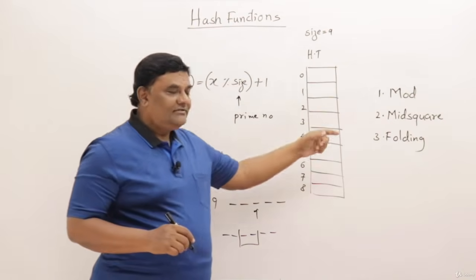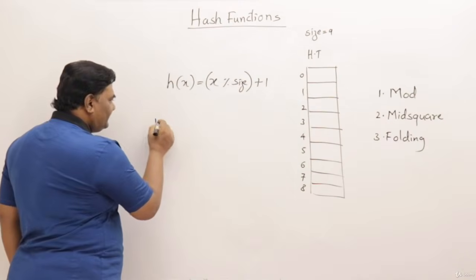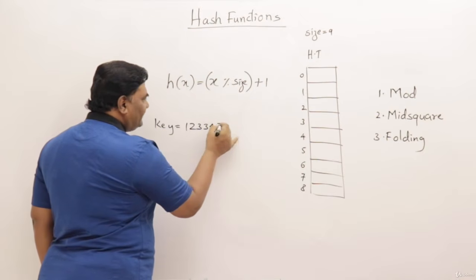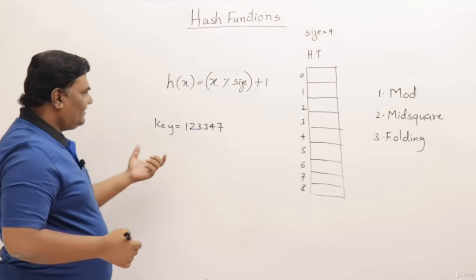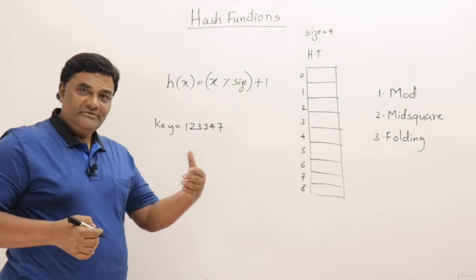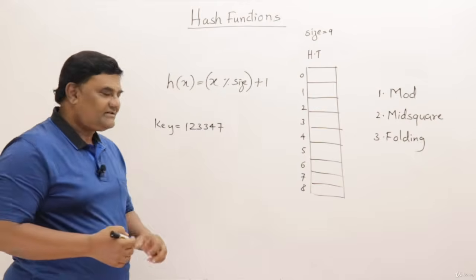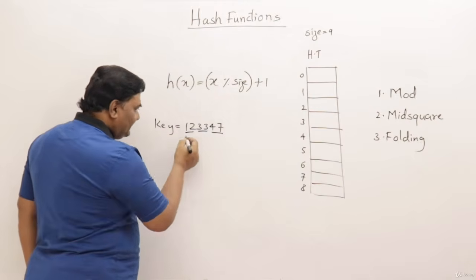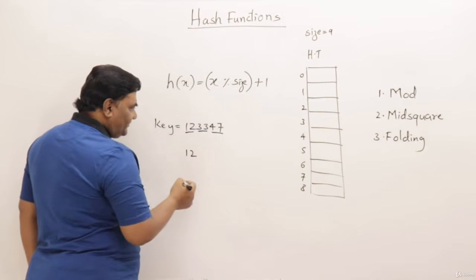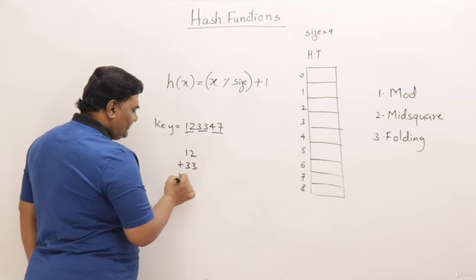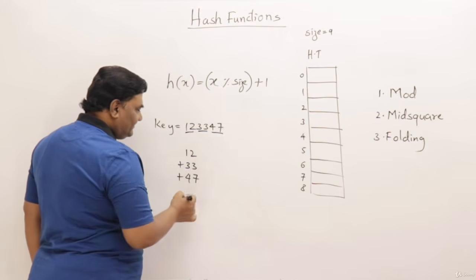Then let us look at the folding method. Suppose a key is 123347. I have a 6-digit key. We can partition the key into more than one partition by taking some number of digits. So here I will take two digits. Then the first 2 digits are the number 12. The next 2 digits are 33. The next 2 digits are 47.